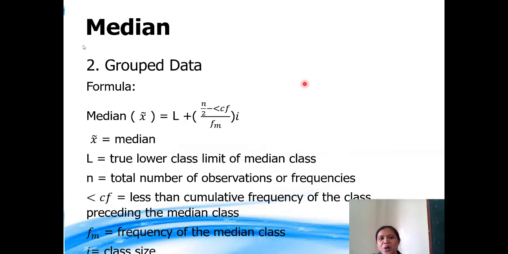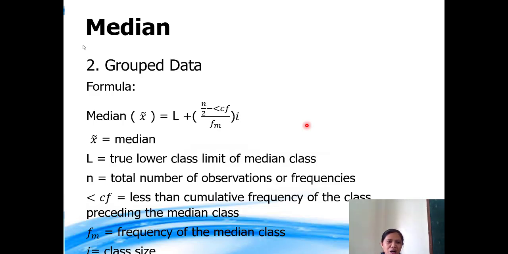And to compute for the median of the group data, we have the formula. The median is equal to L, the true lower class limit of the median class, plus n divided by 2 minus less than cumulative frequency or CF, all over F sub m, times i.